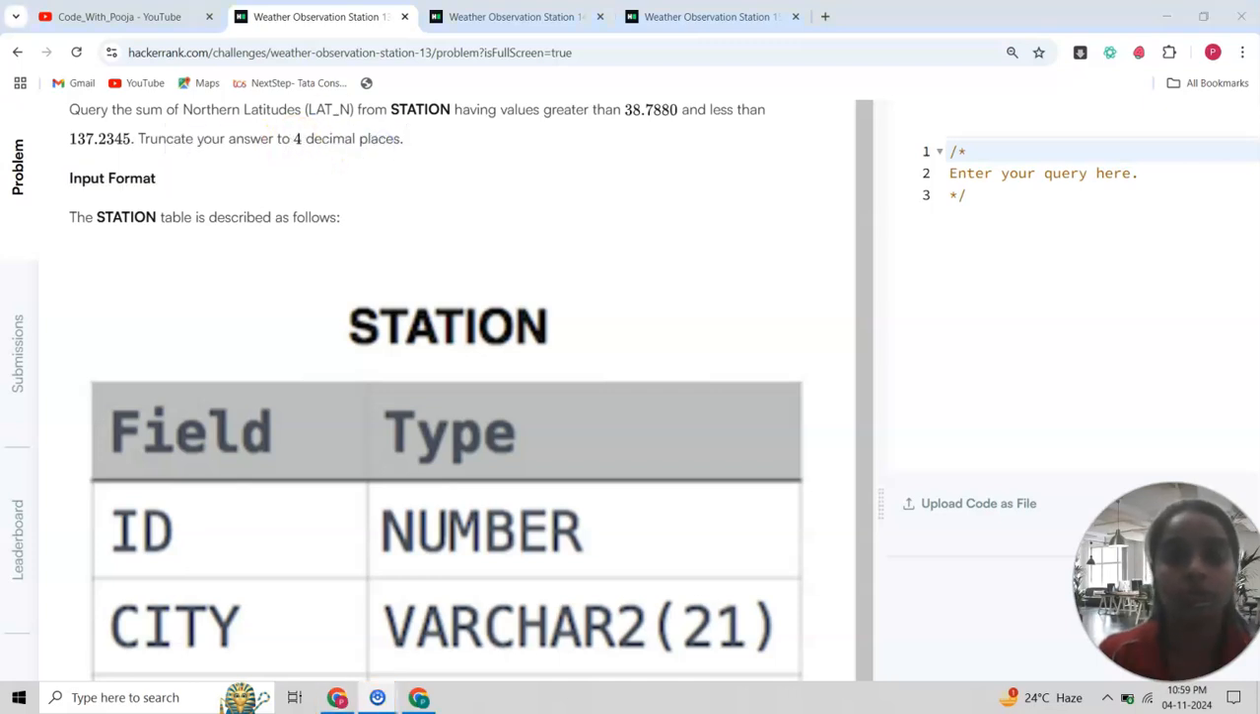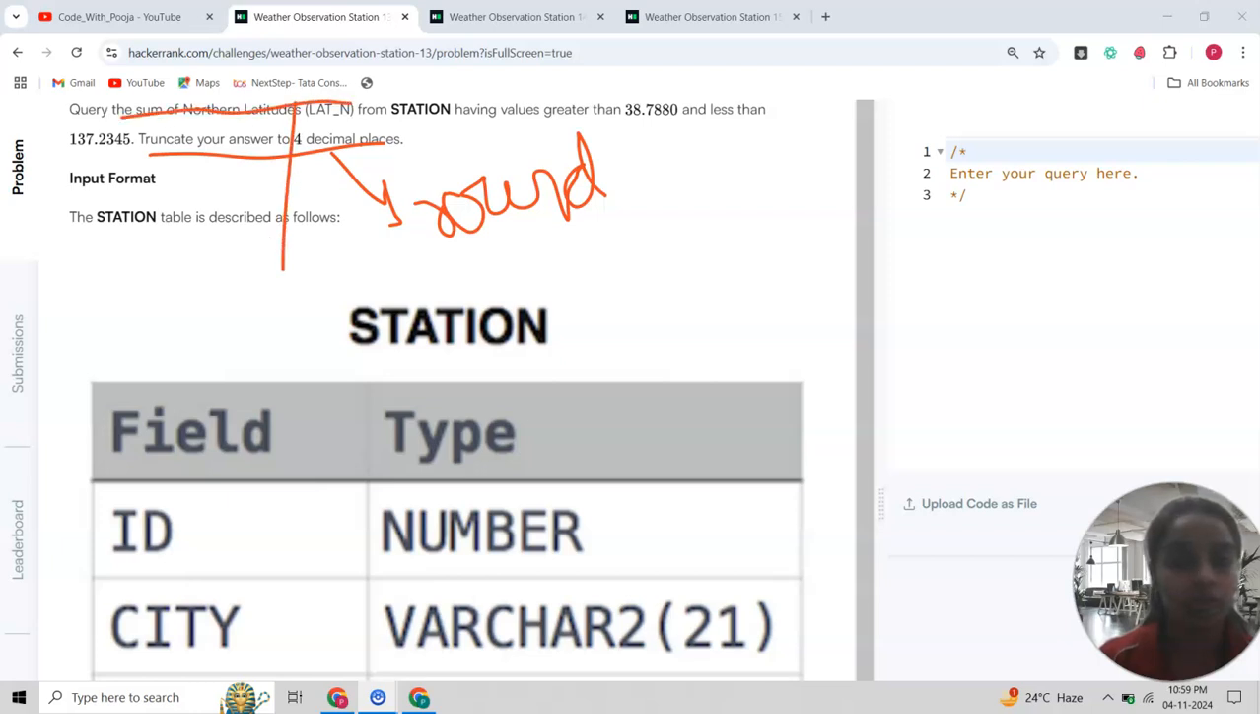So in this query we have to observe these things. First of all, we have to truncate, so for this we will use the round function. And for the sum of northern latitudes we will use the sum function. This is an aggregate function. I explained it in my last second or third video, I think, what the aggregate functions are. And this is the round function.